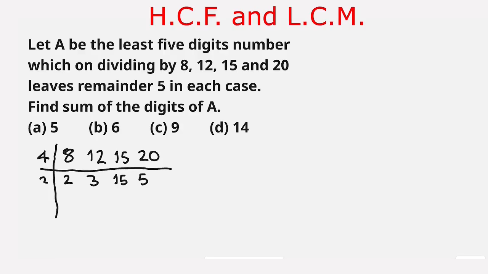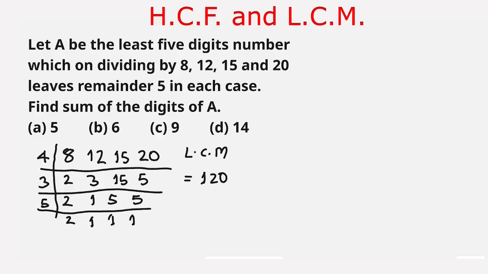Now we divide these numbers by 3. We write 2 as it is. 3 divides 3 one time. 3 divides 15 five times. We write 5 as it is. Now we further divide by 5. We write 2 as it is, 1 as it is. 5 divides 5 one time. 5 divides 5 one time. Now the LCM is 4 multiplied by 3 is 12. 12 times 5 is 60. 60 times 2 is 120. So LCM is 120. Now the least 5-digit number is 10,000.